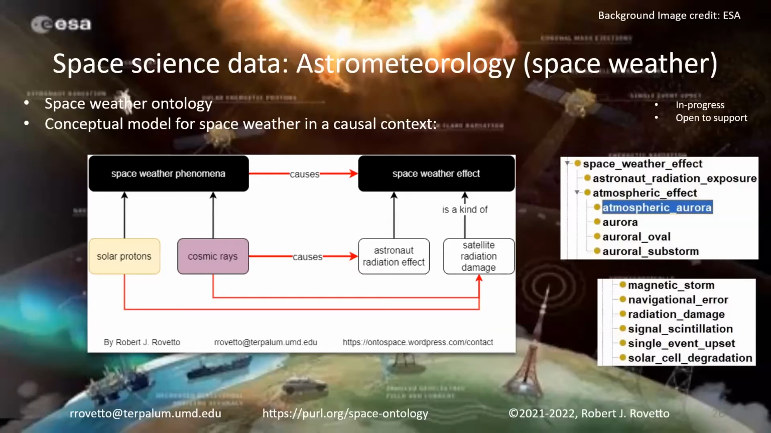Another ontology is a space weather or astrometeorology ontology, and this is displayed in part in these images. So in the center, we have effectively a conceptual model diagram, which I've taken in a causal context to effectively link the phenomenon to the effect that it causes. On the right, we have screenshots of some of the terms for this particular topic.